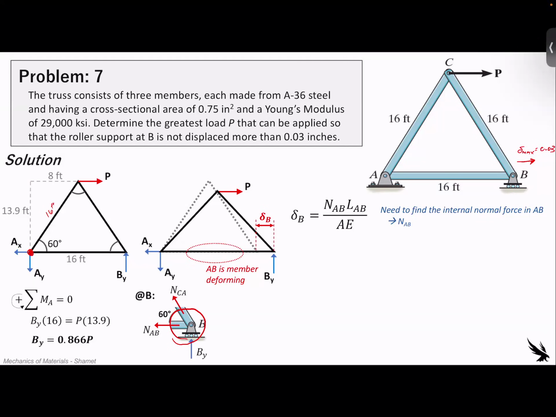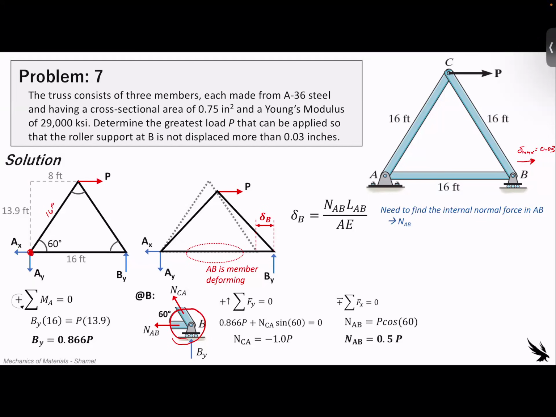so we can solve for NAB now that we know BY as a function of P. So summation of forces in the y direction equal to 0, using the sine, the vertical component of the NCA. If you do this math out, NCA is going to be like 0.99996, so we're just going to say it's equal to -1 times P, or negative P. And then the summation of forces in the x direction would be that negative P cosine of 60, since we have the horizontal component, which is nice. It means the NAB internal force is going to be 0.5 times P.